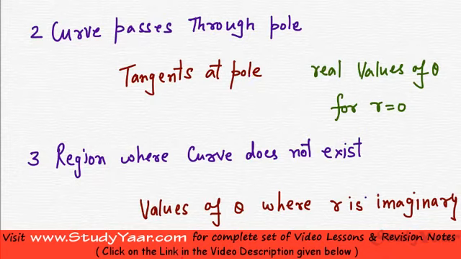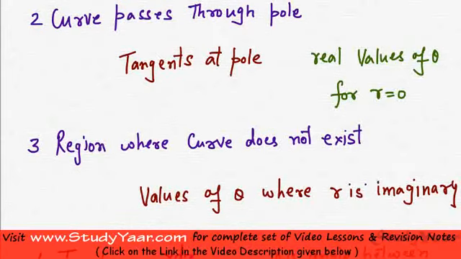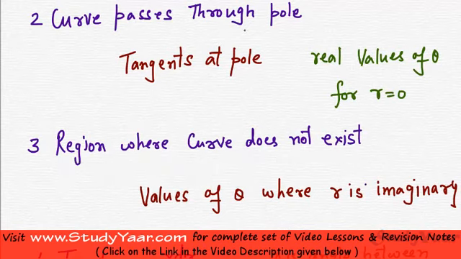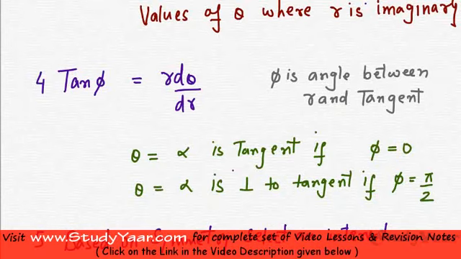Your next step is to find the region where the curve does not exist. Here you have to check for values of theta where r is imaginary. Whatever those values are, at that point your curve won't exist. Your r cannot be imaginary, it is the distance from the pole and it has to be some real value. Now let's look at the next step.